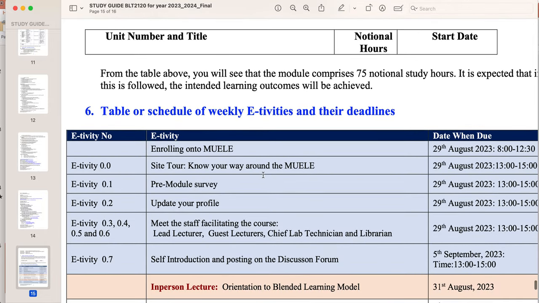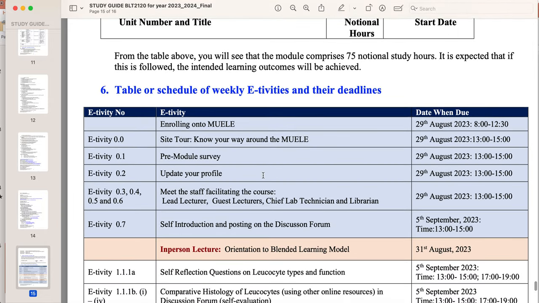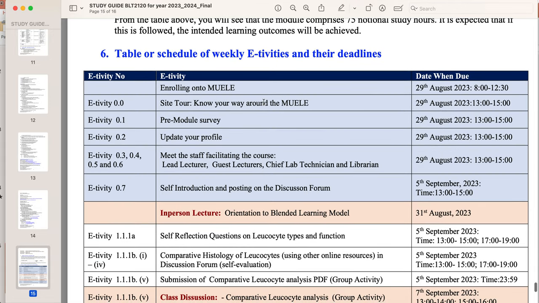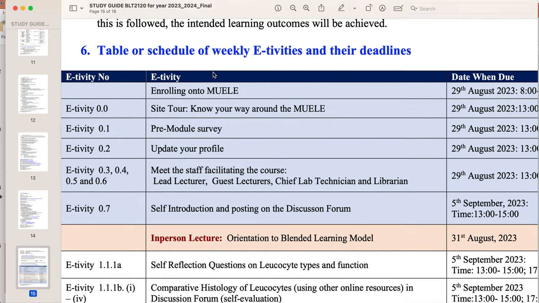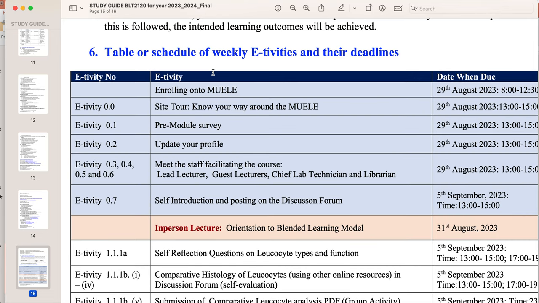Part 6 is an important entity for the students. It contains the weekly scheduled activities and their deadlines. So each week the student is going on to MUELE to work on the course. Sometimes they're meeting you in class, but they need to have a guide as to which of the assignments they are submitting when, which have to be done on which date and by which time, and when the deadlines are. So this you'll generate from the DDDs, from your weekly activities.